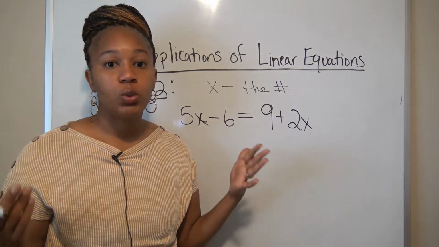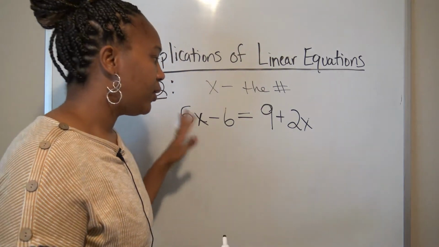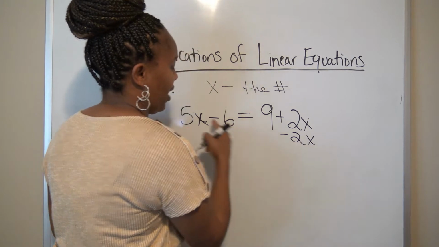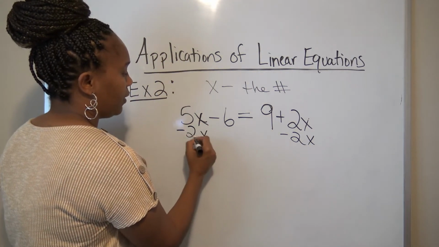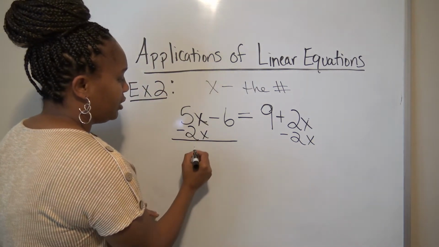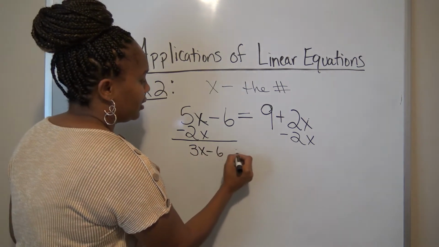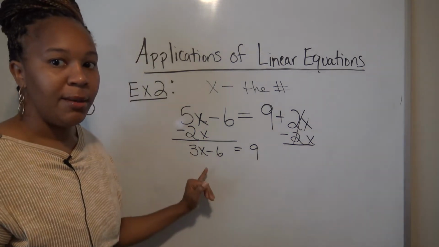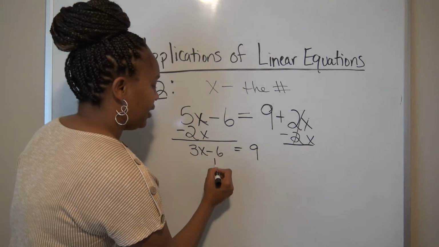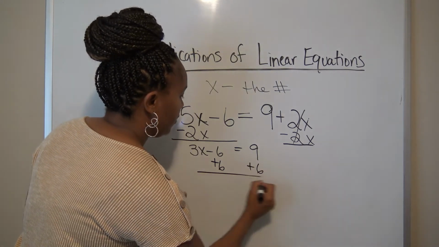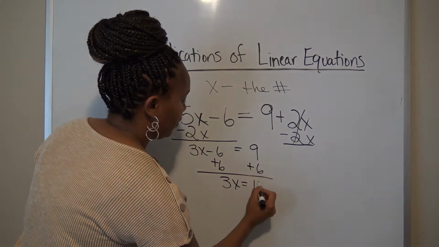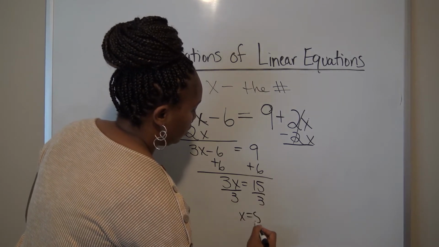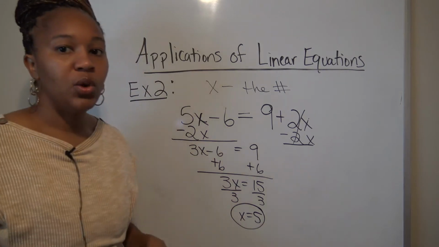Now we want to solve that equation, okay? We'll solve this by getting x on the side by itself. I'm going to move this 2x over here with this 5x by subtracting 2x from both sides. When I subtract 2x over here, I get 3x minus 6. The 2x's go away here, and I'm just left with 9. Now I'm going to get rid of this minus 6 by adding 6 to both sides. And that gives me 3x is equal to 15. Then divide both sides by 3. X is equal to 5. So we've solved the equation.